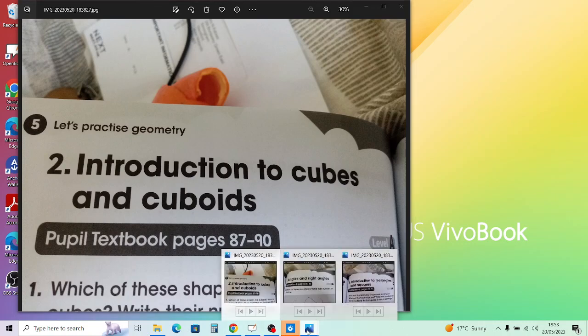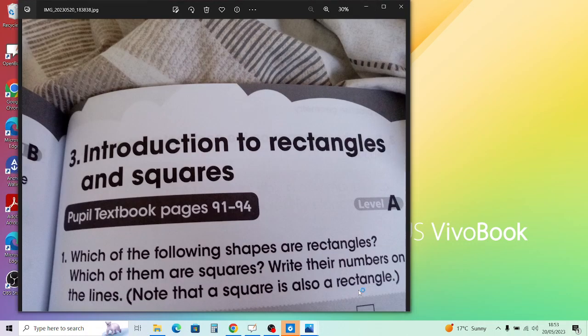Moving on to the last section, which is introduction to rectangles and squares. Which of the following shapes are rectangles? Which of them are squares? Note that a square is also a rectangle. That's an important point to note there, that a square is also a rectangle. So a square is a special type of rectangle.